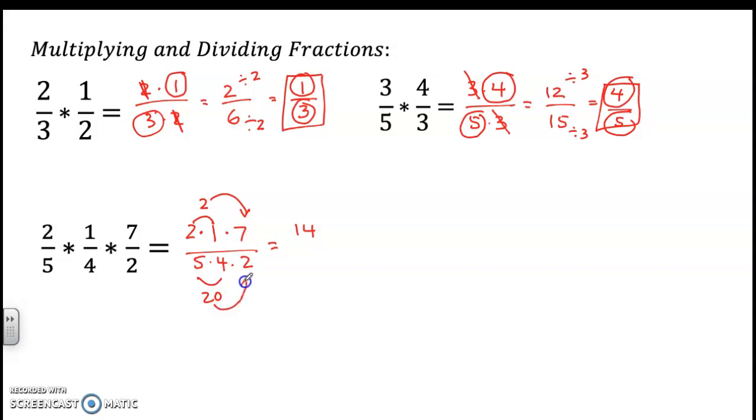My answer times the last number, which is 40. Oh, but Mr. Urrego, I think I can simplify before that. Yes, you can. Look at the 2. 2 on the top, 2 on the bottom. 1 times 7. Oh, hold on. All right, so let's put underneath. 1 times 7 is going to give me 7, and then 5 times 4 gives me 20.